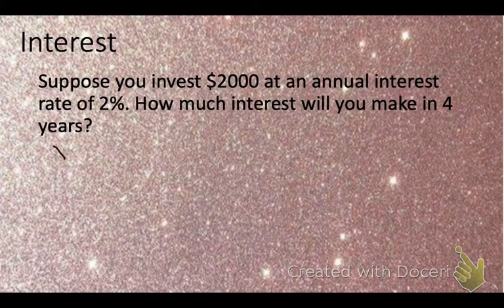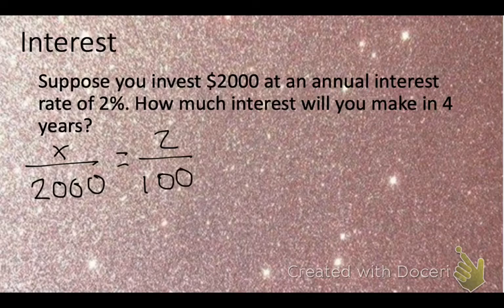So we don't know how much interest we're making, so that's the part. Part over 2,000 equals 2 over 100. Again, I expect you to show all your work, but for the sake of not making this video super long, I'm not going to show all my work. So 2,000 times 2. All right, so in 1 year, X is going to equal 40. So in 1 year, we're going to make $40, all right? In 4 years, we just take 40 times 4, we're going to make 160.